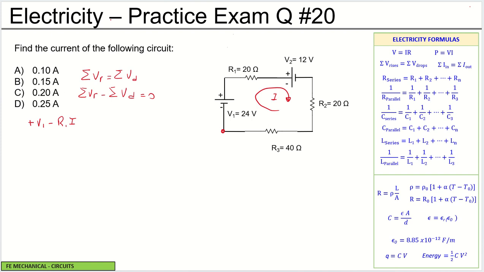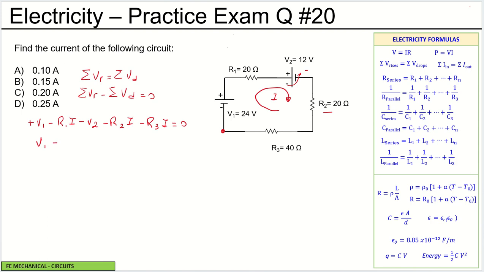And then V2, which is negative. It's negative because it goes from plus to minus, so minus V2. Then the next one, R2, is negative again because I'm moving in the same direction that I assumed the current is flowing, so minus R2I. And the same thing for R3, minus R3I equals 0. Now I'm going to rearrange some terms.